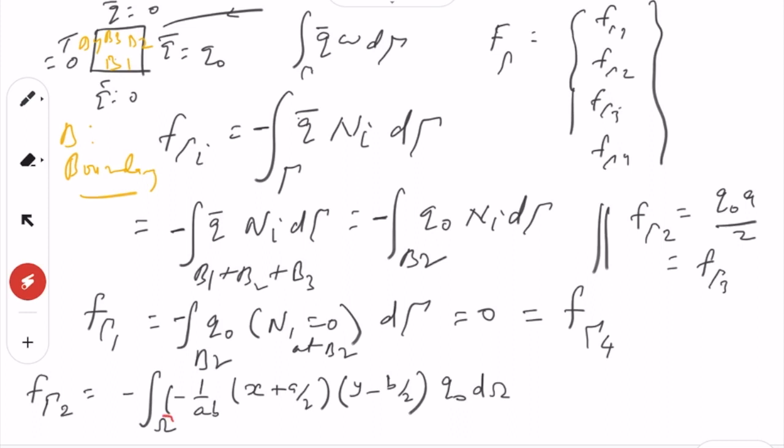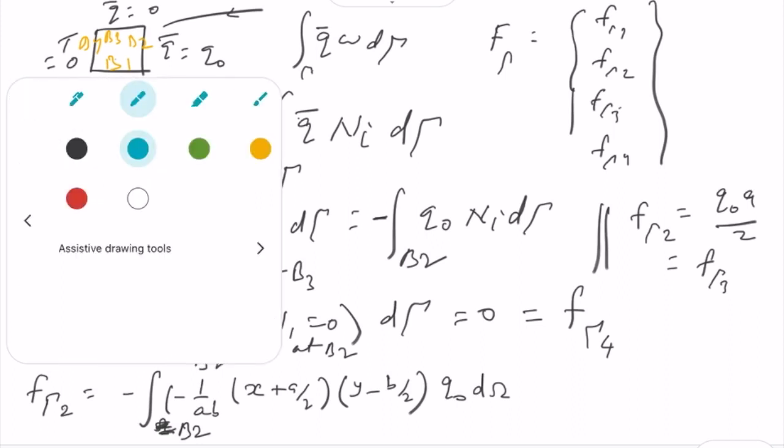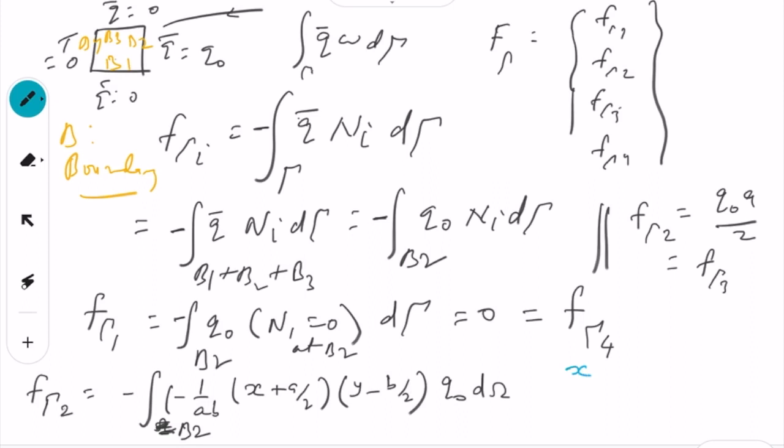Now if you see this, sorry, this will not be here, this will be B2 only. So this will be integrated over B2 only, because at all other places Q bar is 0, so Q naught at B2 only. Now B2 is boundary number 2, this is the surface basically, and here y is varying from minus b over 2 to b over 2, and x is equal to a over 2, so this is fixed. So we can note it down: x is constant, x equal to a over 2, and y is varying from minus b over 2 to b over 2.